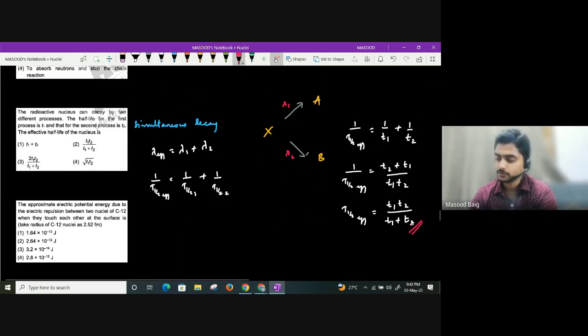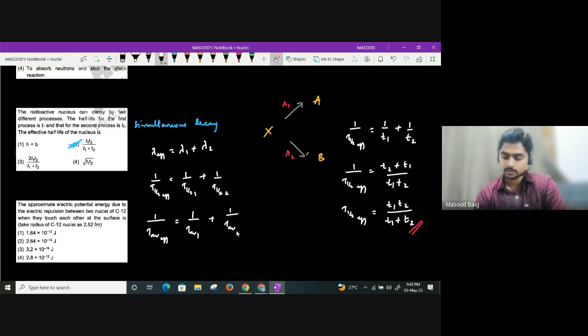Clear, all of you? Very important case in simultaneous decay, guys. Whenever a radioactive nucleus simultaneously decays into two stable nuclei, then effective decay constant will be sum of individual decay constants. 1 by T half effective will be 1 by T half in first process plus 1 by T half in second process. I can also write 1 by T average effective, mean life also, guys. 1 by T average effective will be 1 by T average in first process plus 1 by T average in second process. Very important concept of simultaneous decay. Just remember this case again. We can prove that also, but as of now, it's not that much necessary, guys.